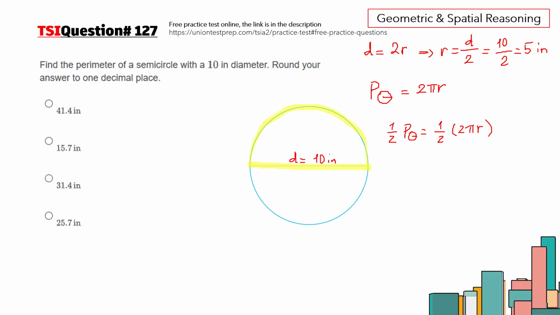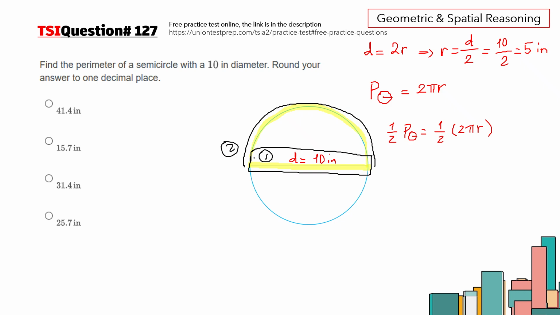Okay, so we have two parts, right? The first part is the diameter, which we already know. The second part is half of the perimeter of the circle. So the first part is given, and the second part is this one.